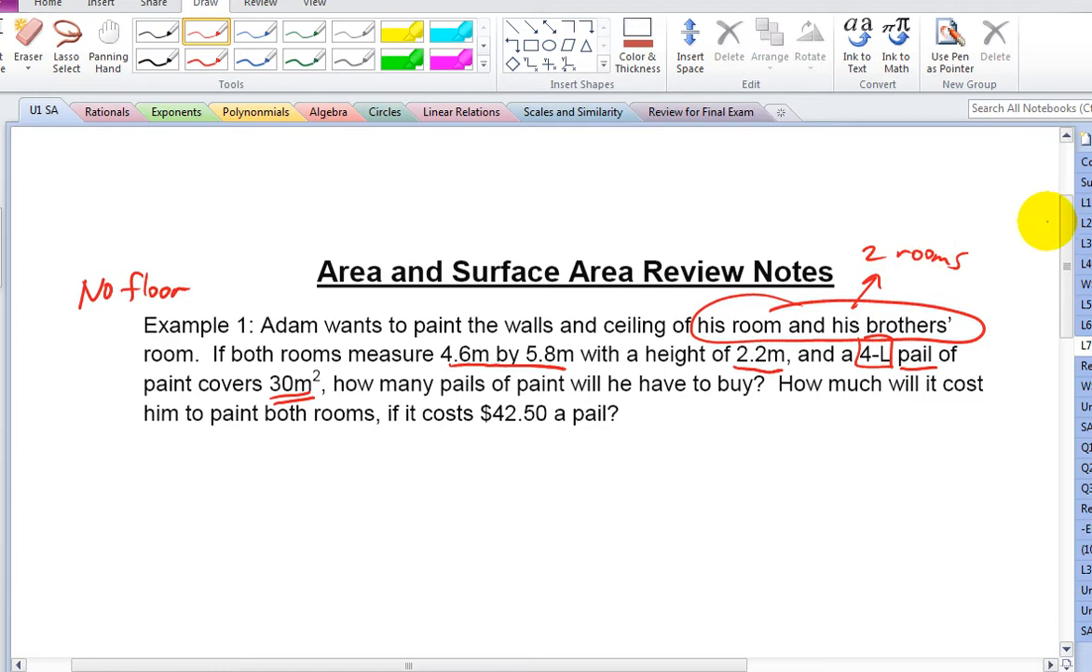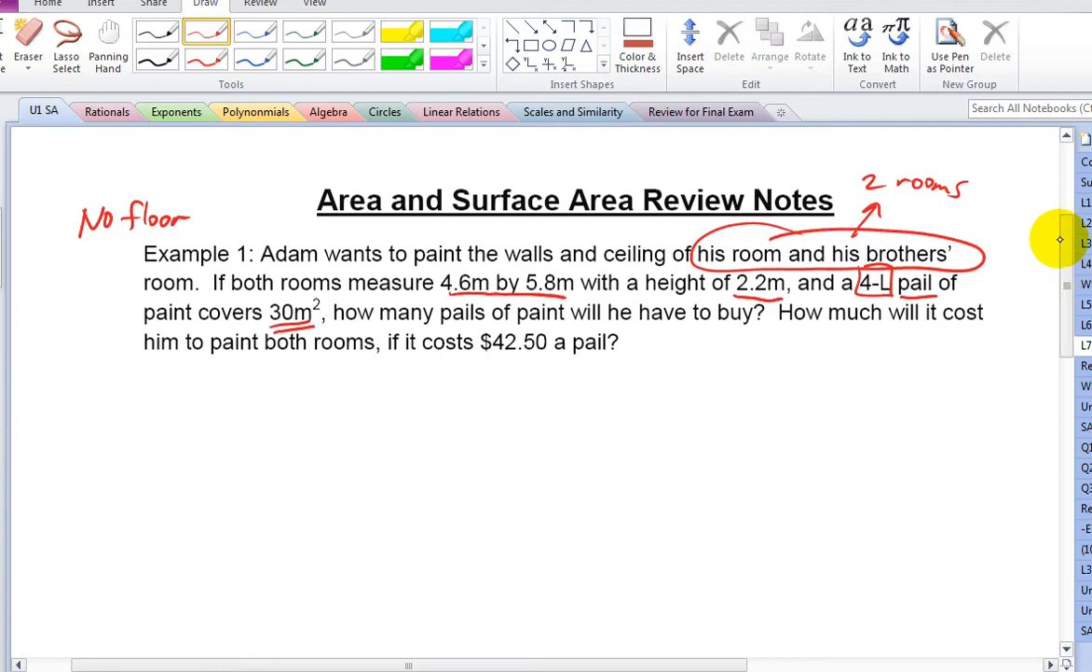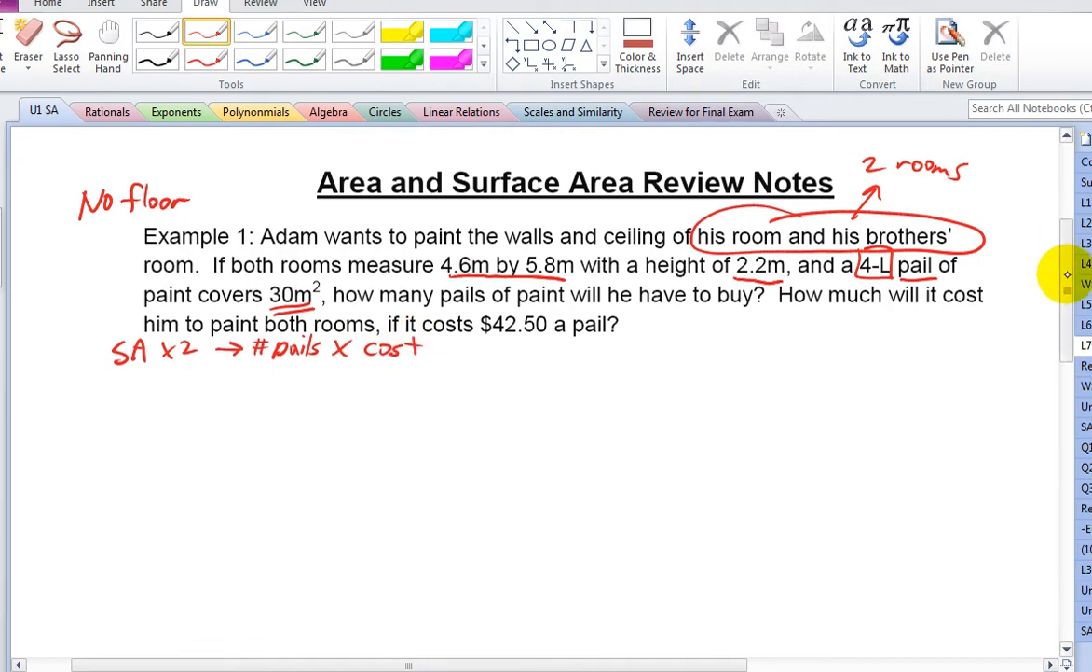Okay, so a couple different ways of calculating. Somewhere along the line, you're going to have to multiply by 2. What I like to do is find the surface area first, then times it by 2. Then after that, you can find out how many pails. Then after that, multiply the number of pails by the cost. So let's start by surface area of one room.